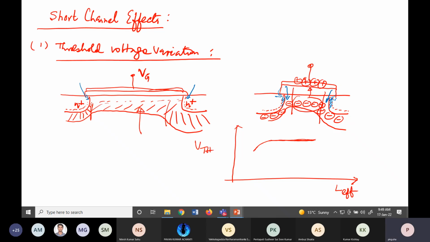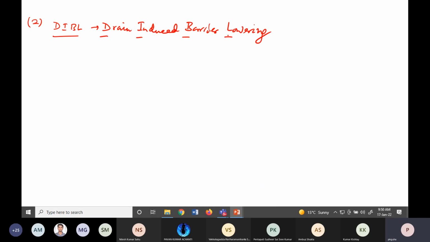So that's one part. The second short channel effect is DIBL, that is known as drain induced barrier lowering. Again, I'm pretty sure you have heard this before. Okay. What is DIBL, or drain induced barrier lowering?